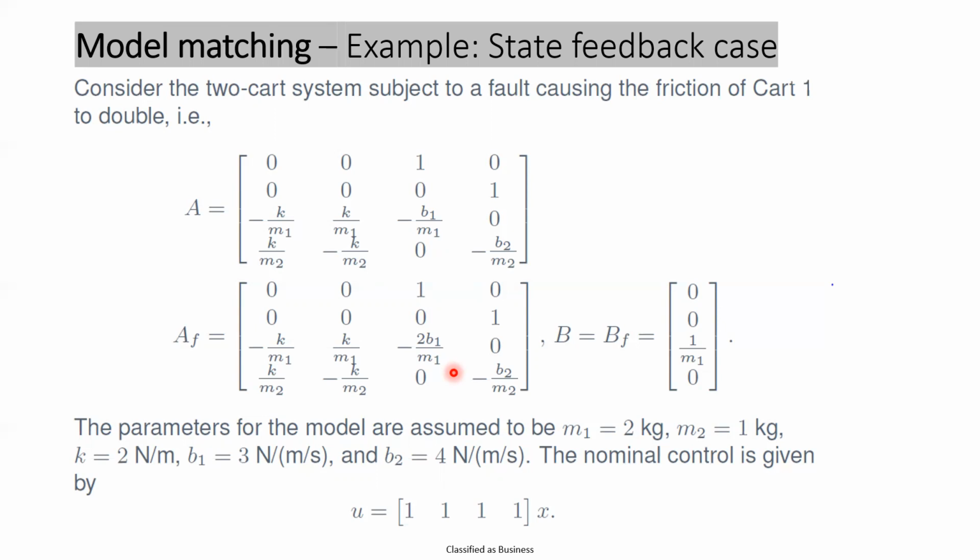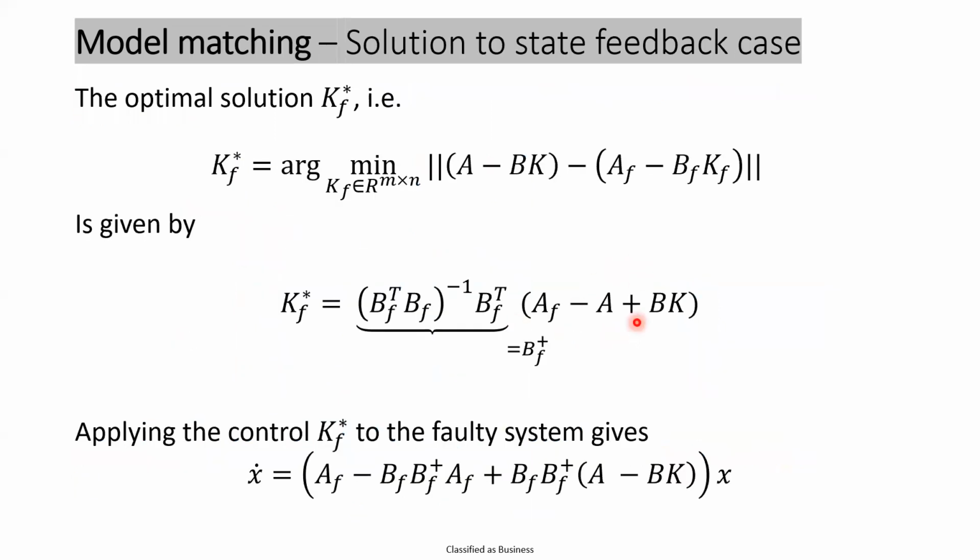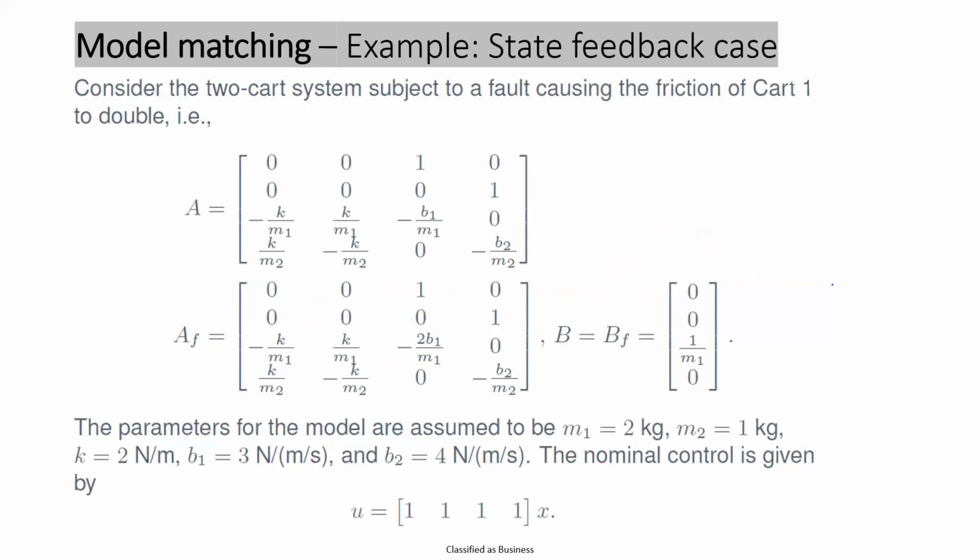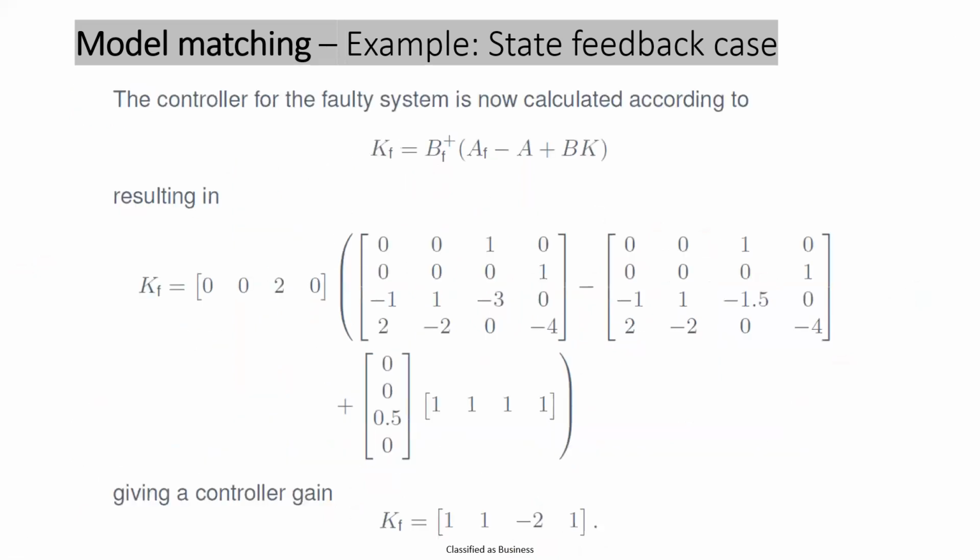So what we do, we just go to the previous equation, we substitute everything here. First of all, we calculate the pseudo inverse of BF. So it's easy to calculate that. And then we have AF, we have A, we have B, we have K. So if you substitute in that equation, KF would be this.